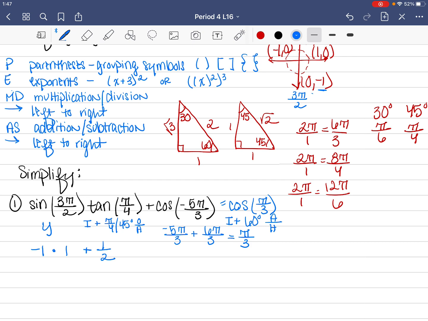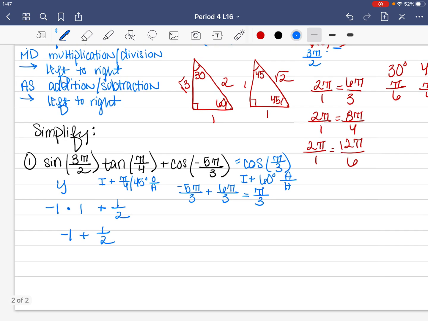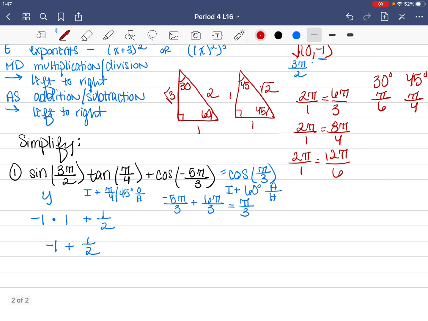And then from here, we're going to go ahead and we're going to multiply first. So negative 1 times positive 1 is negative 1. And then now we're doing negative 1 plus 1/2. It may be helpful to get a common denominator, like this is negative 2 over 2 plus 1/2. And negative 2 plus 1, and that's going to be negative 1/2.